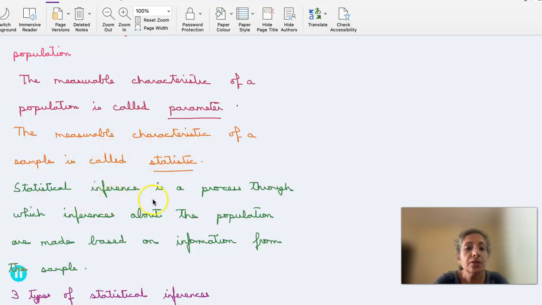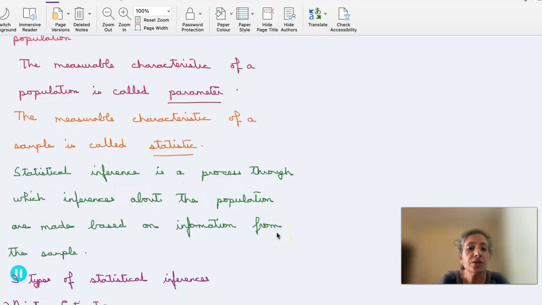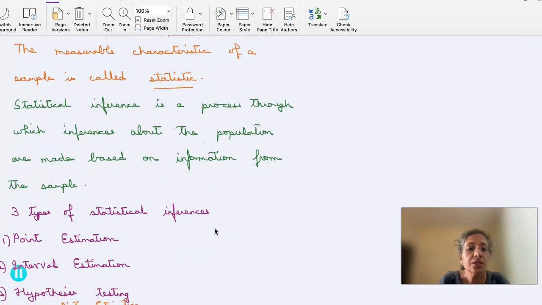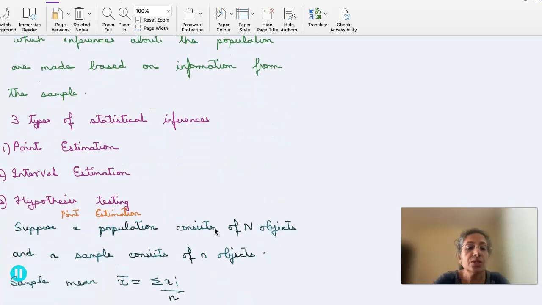Now, statistical inference is a process through which inferences about the population are made based on information from the sample. So based on the sample, we make inferences, and that is called statistical inference. Now there are three types of statistical inferences: point estimation, interval estimation, and hypothesis testing.